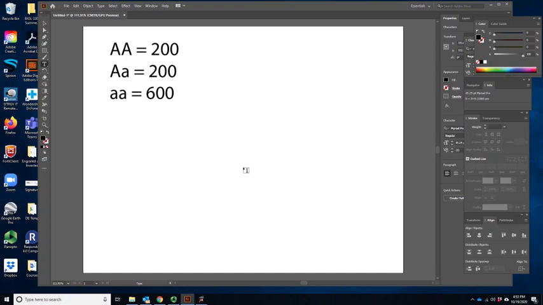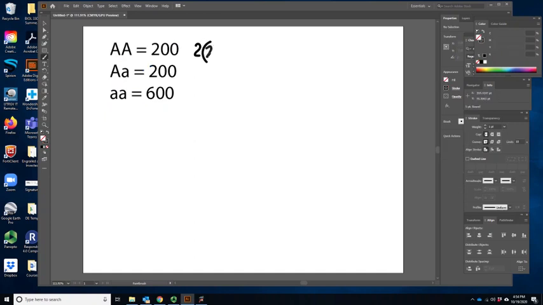Pause the video now and then you can see whether you did it right. All right, so here's how we go. I like the allele counting, dividing by the total. So I'm going to do 2 times 200, because those homozygotes have 2 copies of that big A allele. I'm going to add in the 200 individuals that carry 1 copy of the big A allele. We've got 400 plus 200. That's going to equal 600.